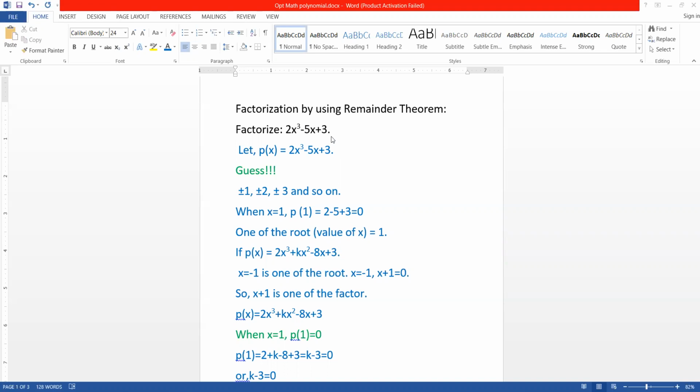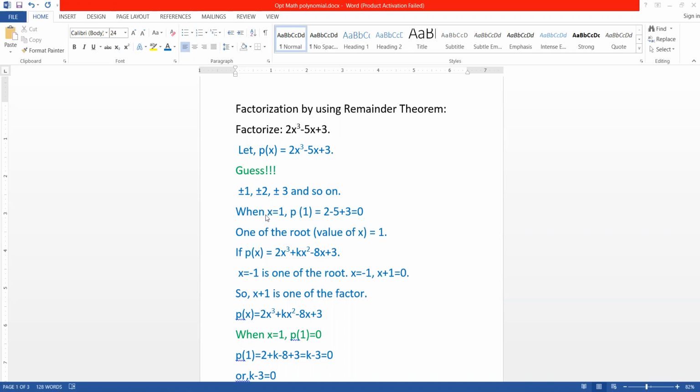3. So for this, let p(x) equal 2x cubed minus 5x plus 3, where p means polynomial function in terms of x. You can consider this x as a domain, and it is explicitly expressed as p(x) equals 2x cubed minus 5x plus 3. Now you have to go on guessing. If you multiply 3 by 2, you will get 6, and you have to find the factors of 6, that is plus minus 1, plus minus 2, plus minus 3, and so on.